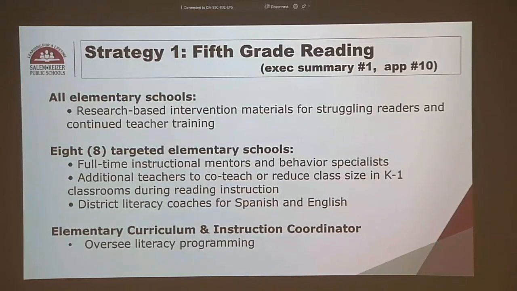And we're focusing our time on the 90-minute reading block and the 90-minute reading instruction that goes on during that block. We're also going to offer district literacy coaches in both Spanish and English. And I just referred to the idea that our district is somewhat unique in that we have a lot of Spanish-speaking teachers and Spanish-speaking students who are learning to read in our classrooms as well. So we want to think about reading as a holistic development, not just in one language. And then we would hire a coordinator to be able to coordinate all of this literacy programming that's going on.